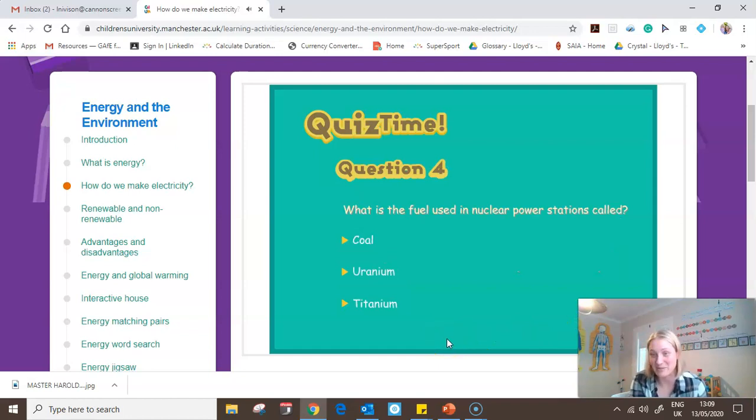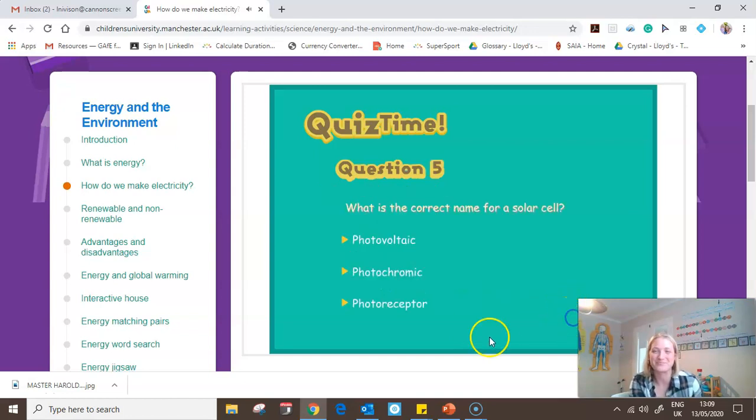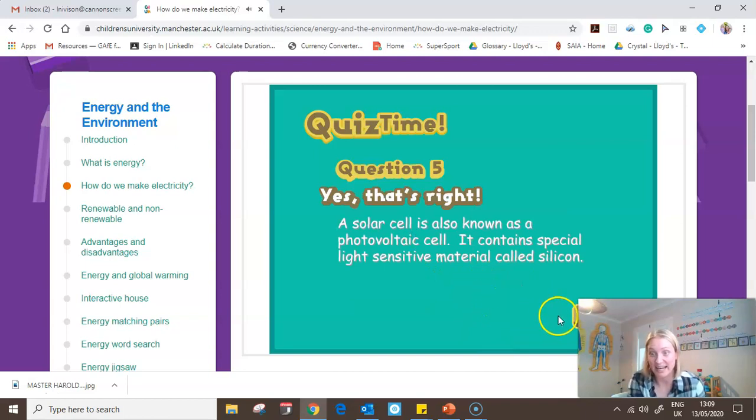Get clapped every time we get something right. It's quite fun, hey? What is the fuel used in nuclear power stations called? It is uranium. Oh, here's a toughie. I only mentioned it once and I stumbled over it when I said it. What is the correct name for a solar cell? Photovoltaic. I still can't say it.